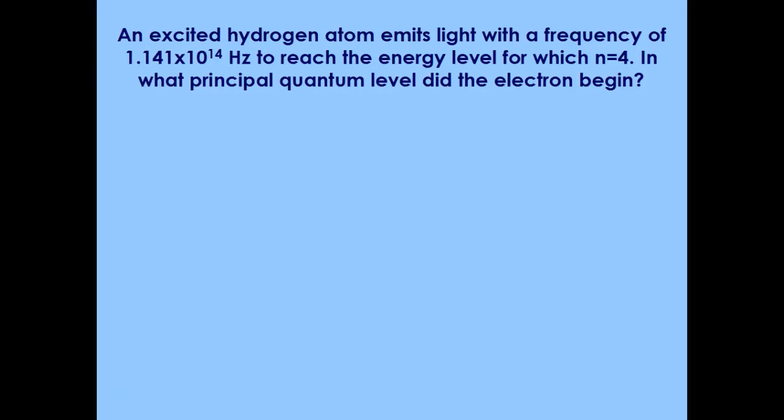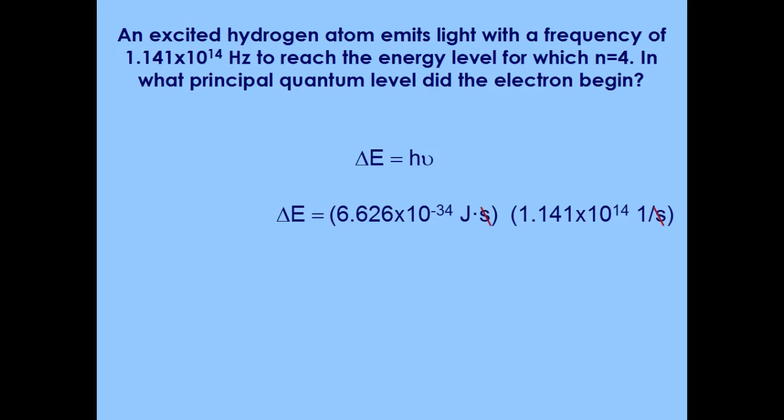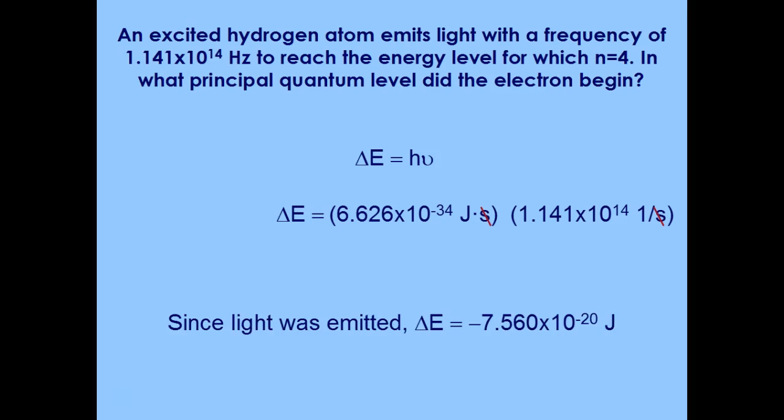We could also use something like this. We could use a wavelength or a frequency to determine what quantum level the electron either started at or what level it ended at. This time I'm giving you frequency. We can use frequency to find the total energy that would be associated with it. We haven't seen frequency a whole lot since the beginning of this unit. Delta E is also equal to Planck's constant times that frequency value. So if we know the frequency and we know Planck's constant, we should be able to find the energy change associated, which was 7.560 times 10 to the negative 20th.